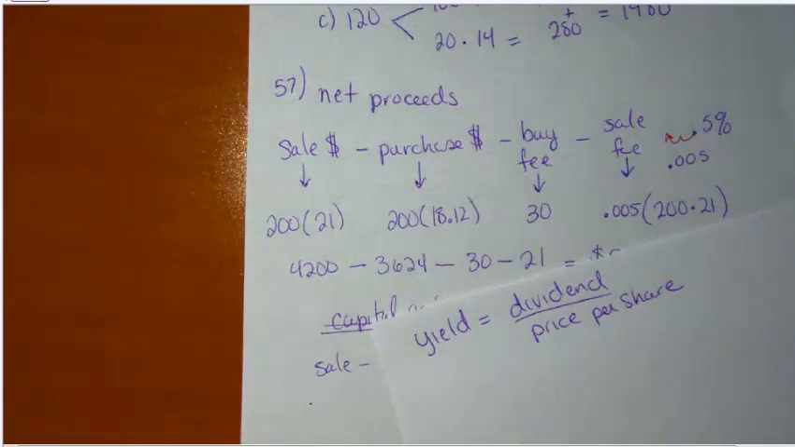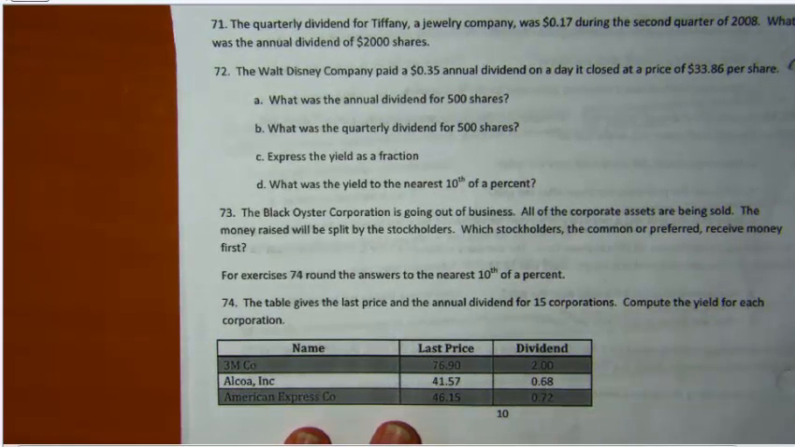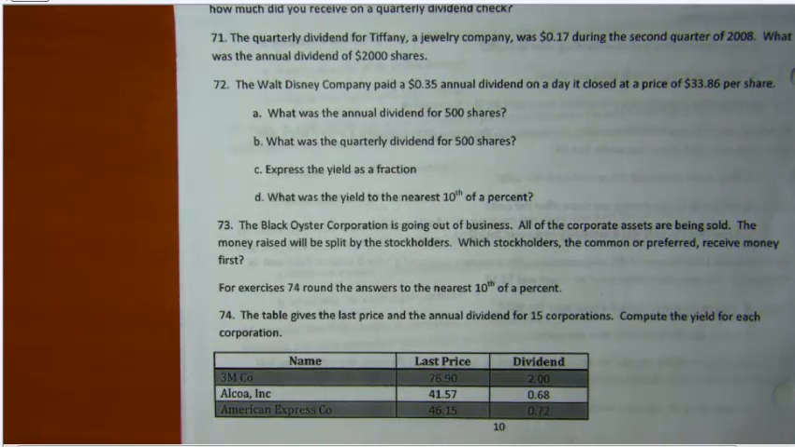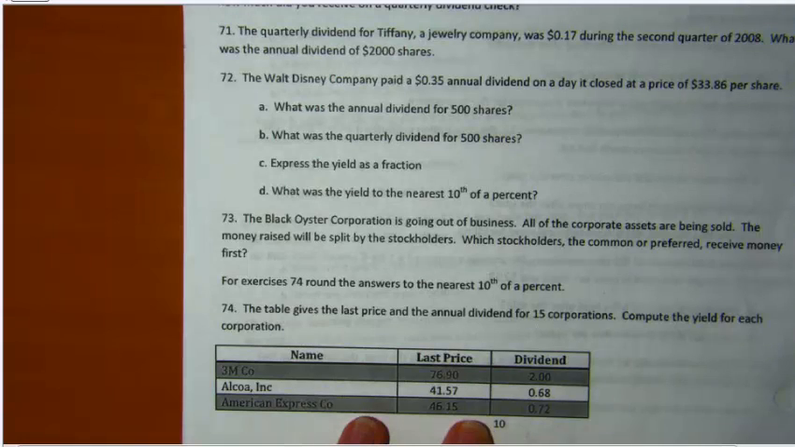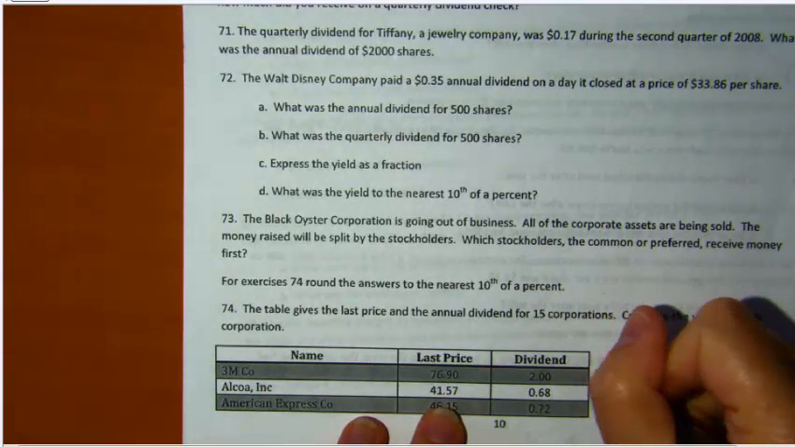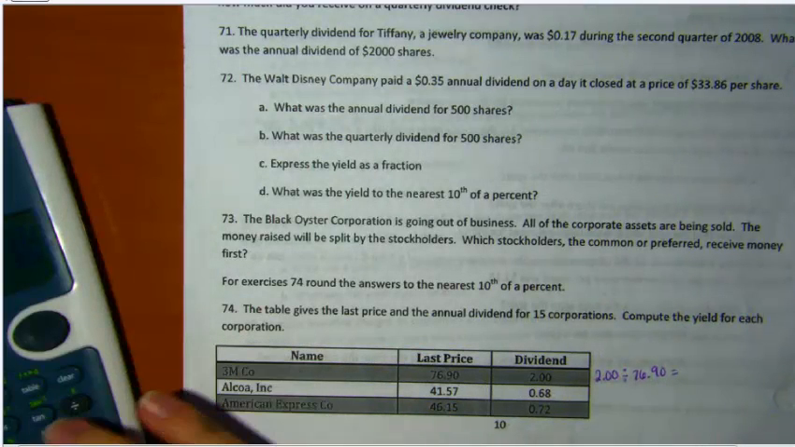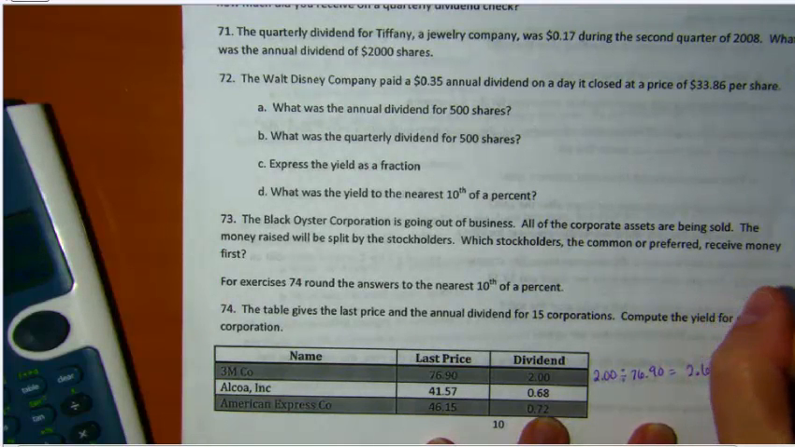If we look at, say, number 74, we have this table, and it goes over to the other side, and we want to find the yield. This is annual dividend. Annual dividend divided by price per share, and then convert to a percent. So I'm going to do $2 divided by 76.90. I convert that to a percent, and I get 2.6% yield.